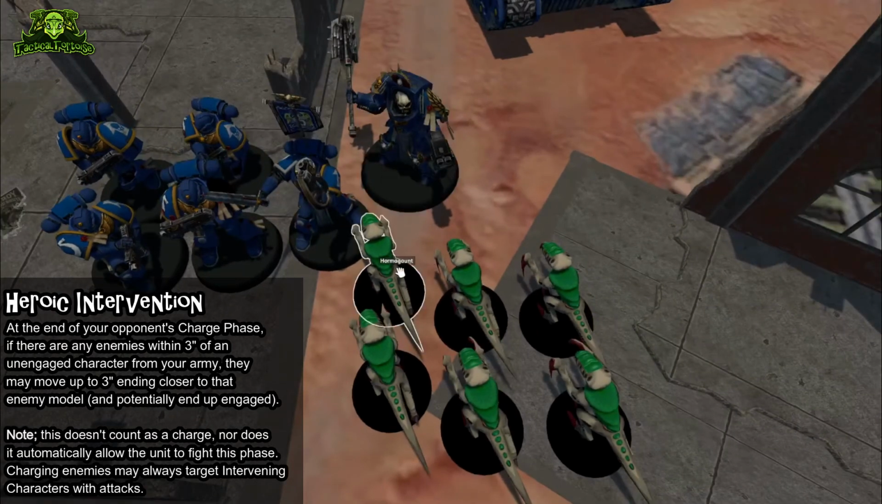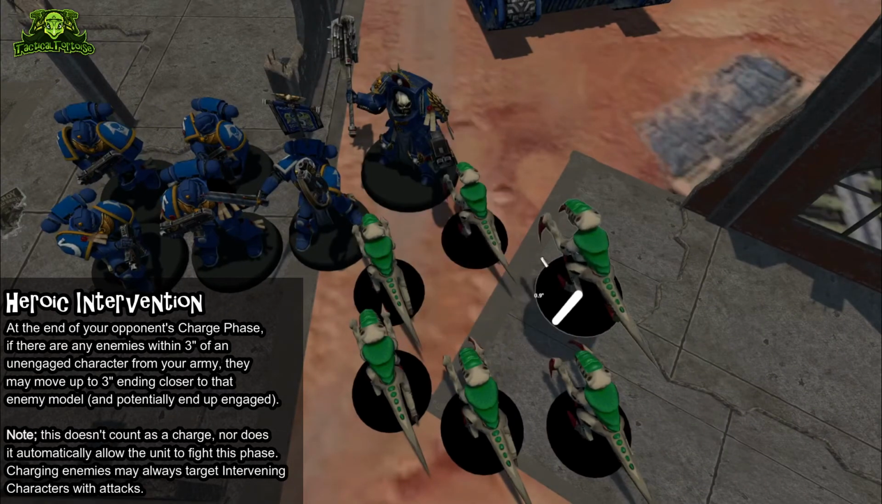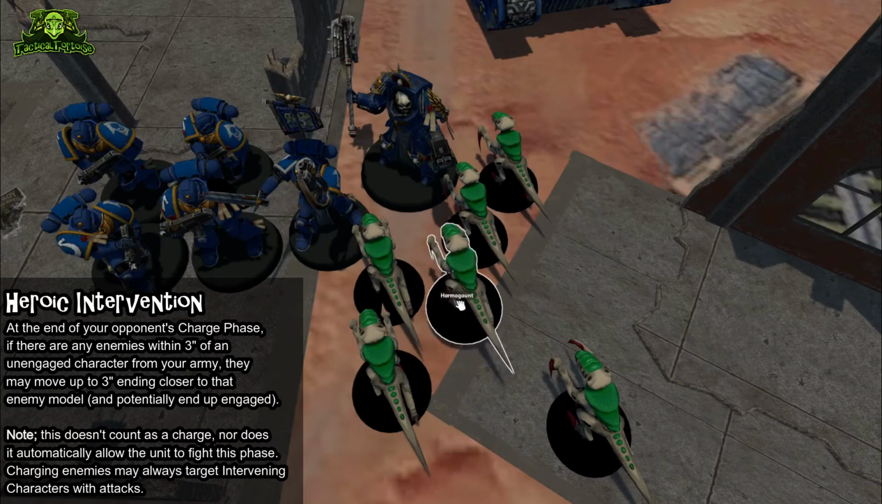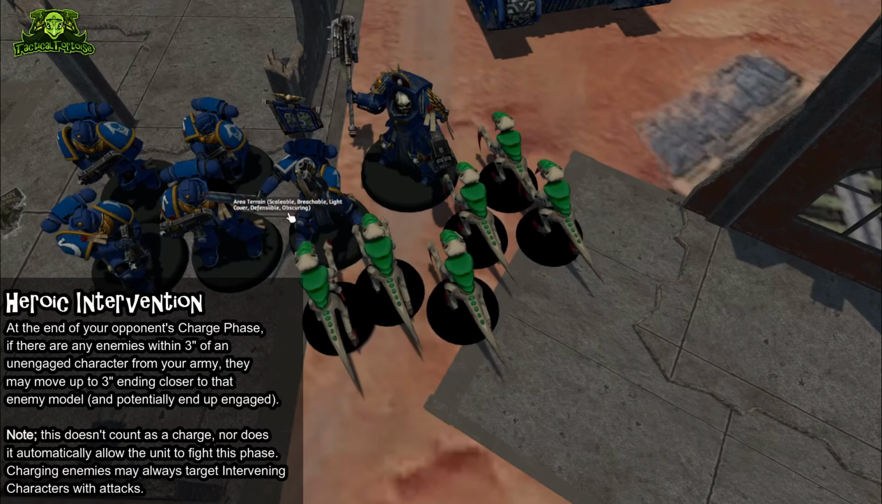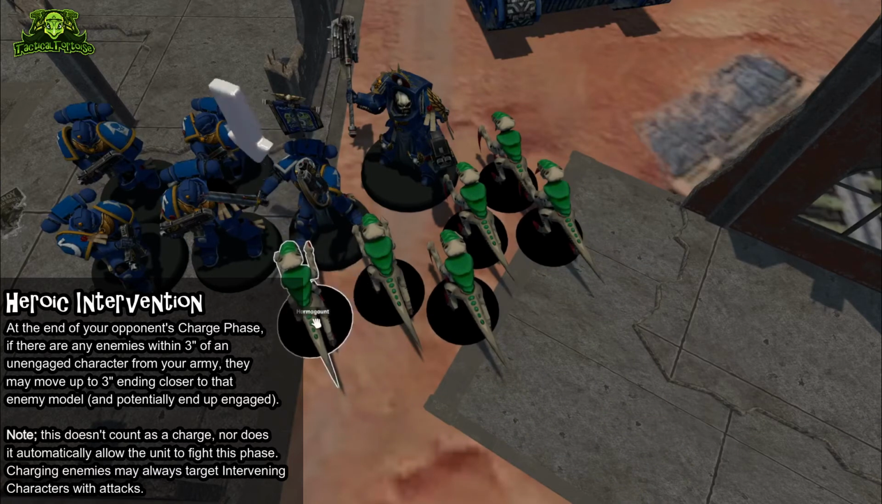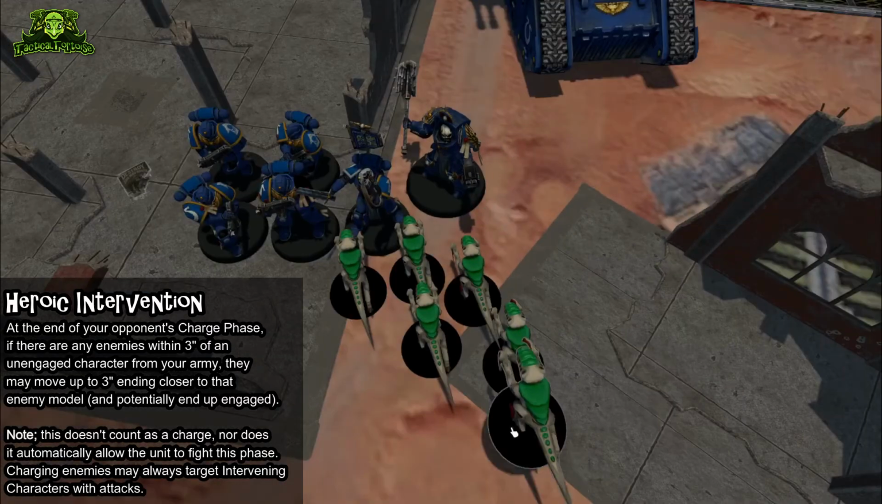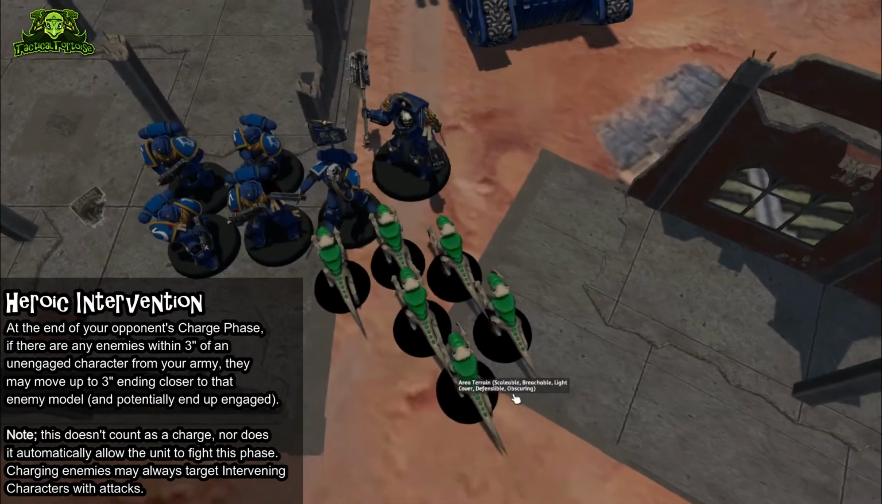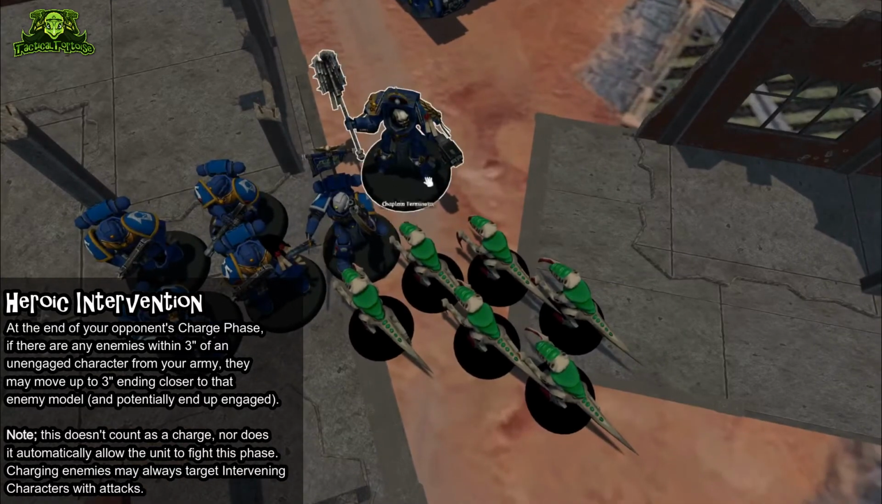So if this Terminator comes in here, the Hormigons could then redirect their attacks to try to take him out instead of attacking the tactical marine squad that they originally charged. So there are some significant downsides to heroically intervening, but what it does do is allow you to reposition your characters during your opponent's turn, which is very powerful, and potentially get an attack off with them if they're able to lock in within an inch of enemy models.